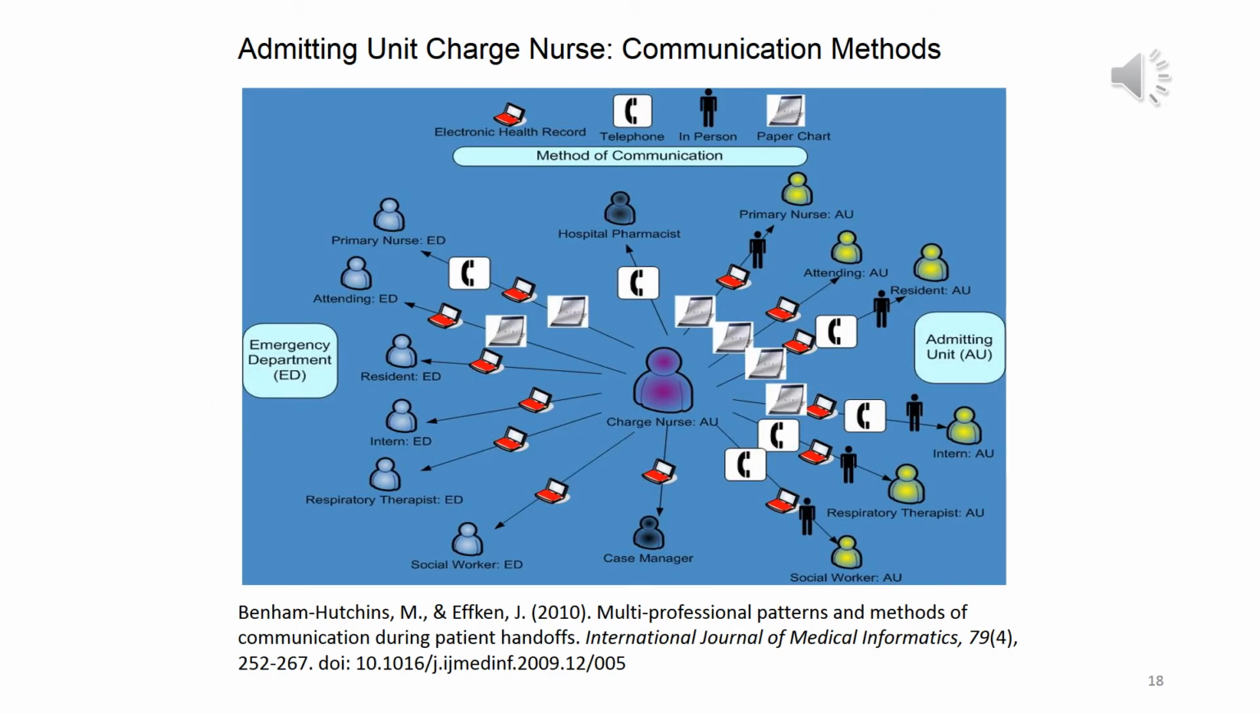And this diagram shows the various communication methods used by the admitting unit charge nurse. This was the person who took report from the emergency department and gathered the information necessary to take care of that patient. And so you could see how complex this is. On one side, we have the emergency department, represented by ED, and on the other side, we have AU, which is the admitting unit. You can see that there were a variety of ways people talk to one another, and that this person had to collect a tremendous amount of information in order to pull it together to determine the care plan for that particular patient.